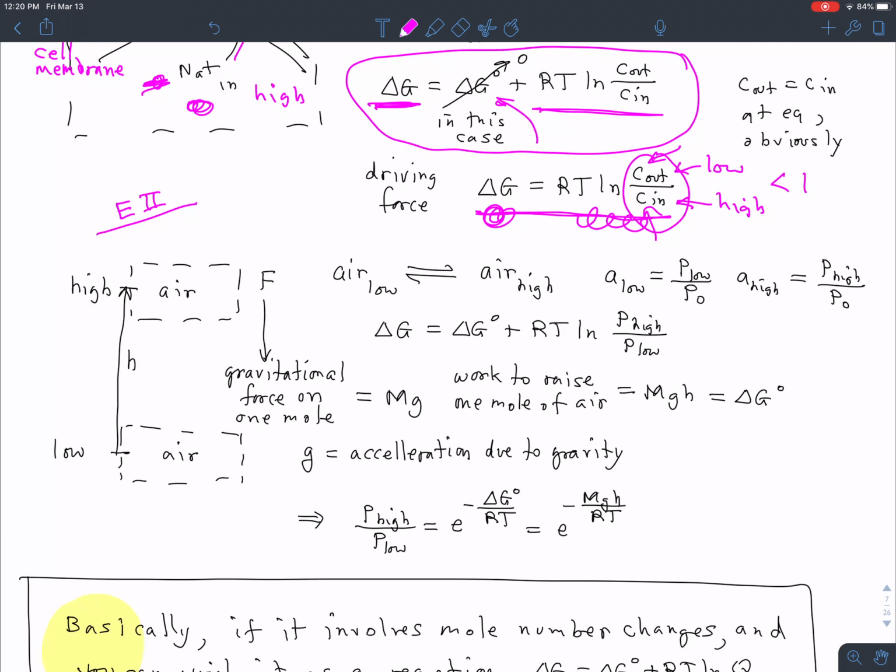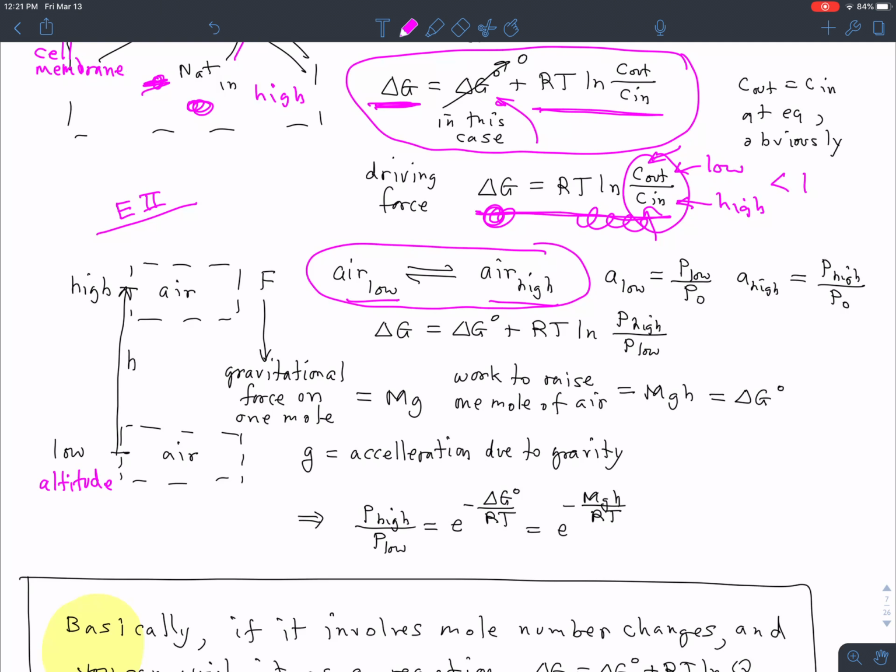In this case, you have two regions of space, both of which have air in them. One is at low altitude. The other one is at high altitude. And we're considering the transfer of some quantity of air between those two regions to be a chemical reaction in which air is transferred, right? Air low goes to air high. That can also be written as a chemical reaction.